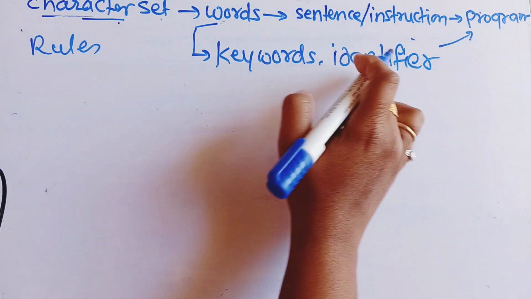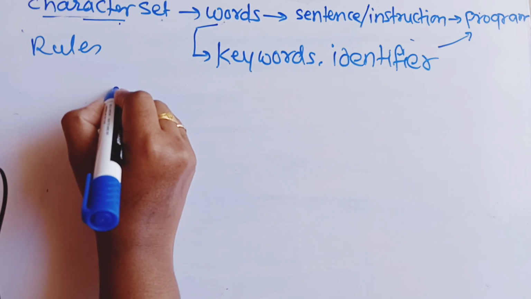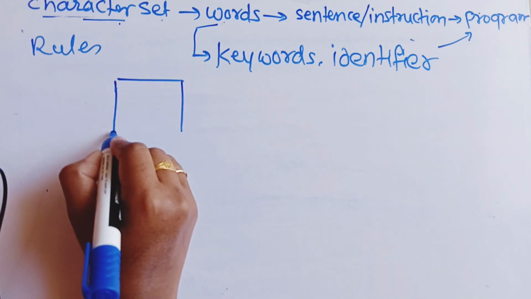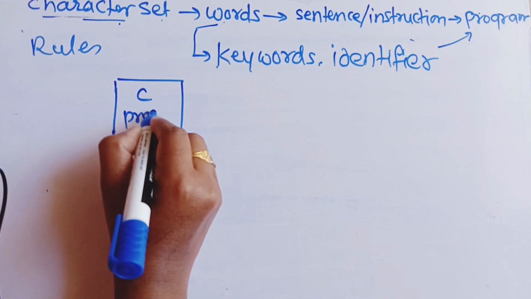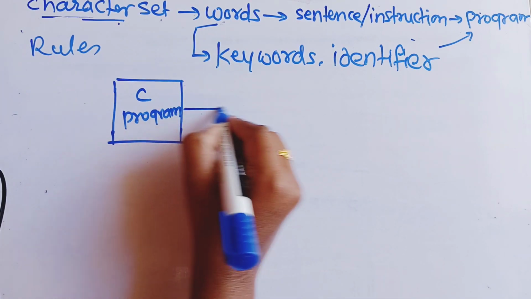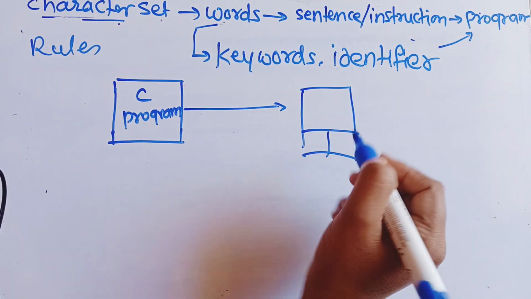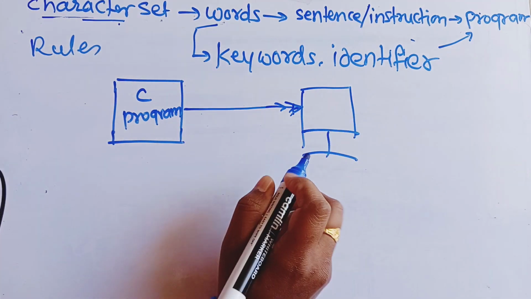Before I tell you about keywords and identifiers, I'll tell you in brief the idea of what keywords and identifiers are. Let's say this is our C program. We write a C program to solve a problem. This program I want to execute on a system, a machine, or a computer. The C program wants to be executed on a computer.